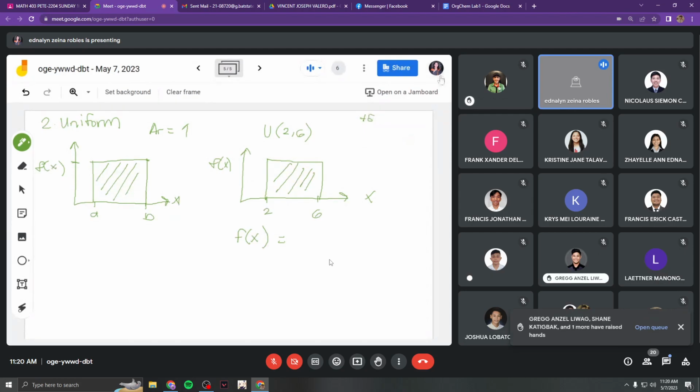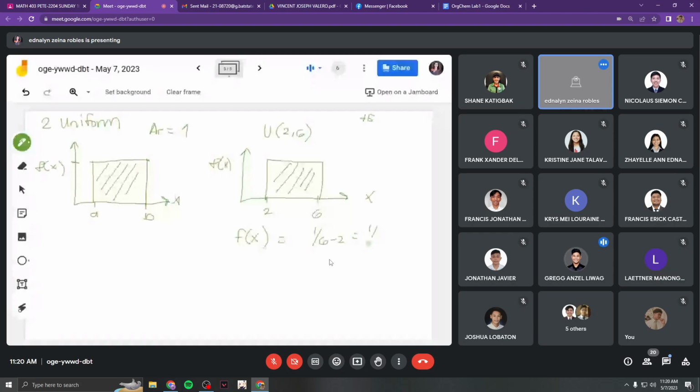Plus 5 sa finals. Yes, Ansel. Ang magiging f of x po ay 1 over 6 minus 2 po. Tama po? Yeah. 1 over 6 minus 2 minus 2. So 1/4. Yes, that's correct. Thank you po. 1/4 yung ating f of x.